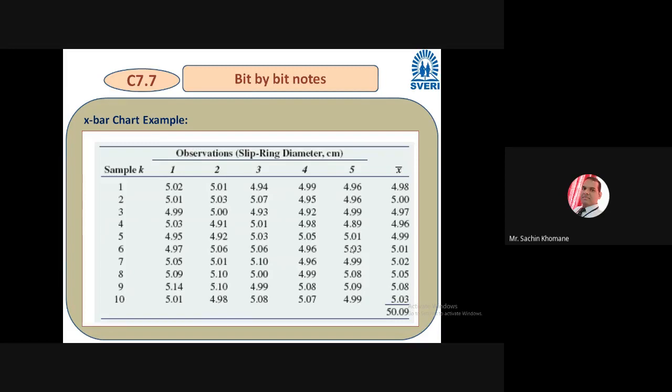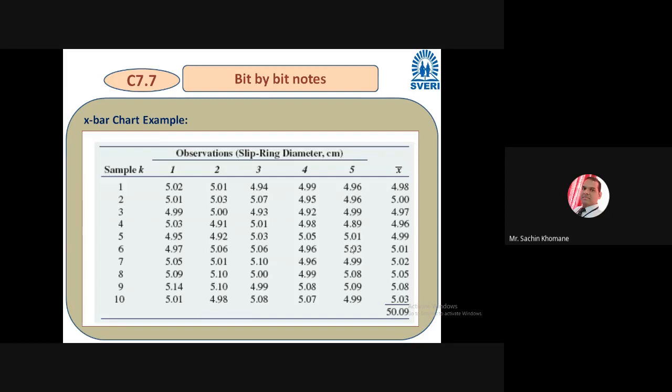Samples we have taken like 1 to 10 sample dimensions, and we have taken so many readings: first, second, third, fourth, fifth. You can see X bar is nothing but the mean. If you take the arithmetic mean of all these five readings, then X bar can be calculated. This is generally the X bar chart, in this way people gather the data.